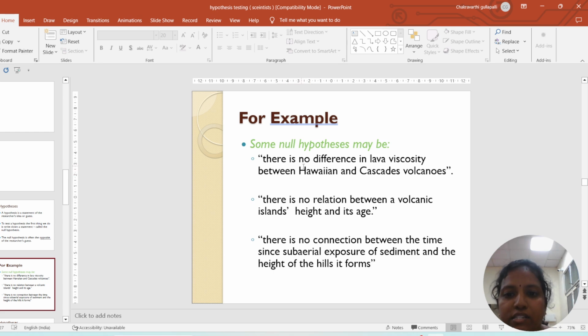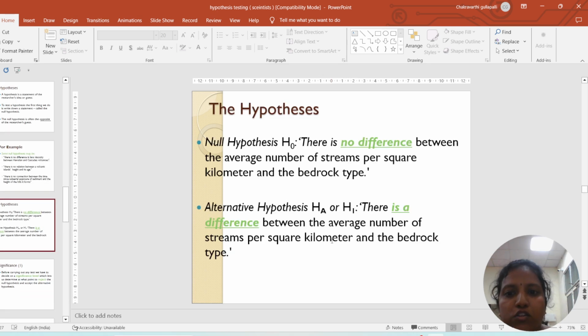We denote that there is no difference in visibility between the heights and its wages. So there is no connection between the time since exposure of the segments and the height of the hills of the forms, or there is no significant difference between the means or standard deviation. In this null hypothesis, we discuss that there is no significant difference between the average number of stems per square kilometer for the bedrock types. The null hypothesis is denoted by H naught.